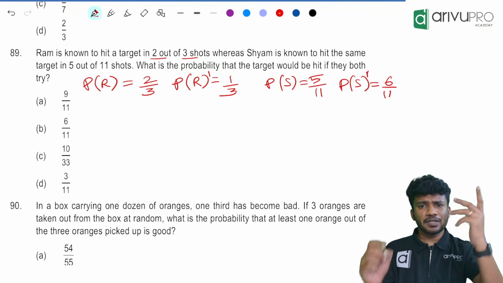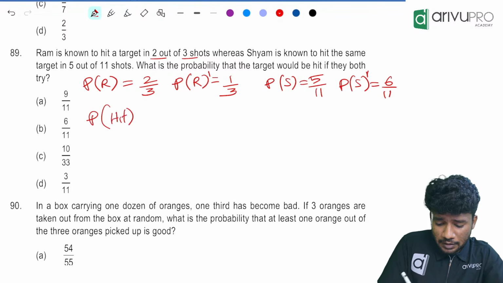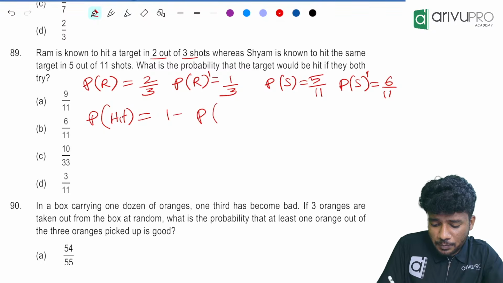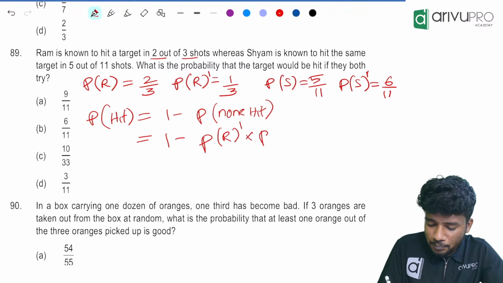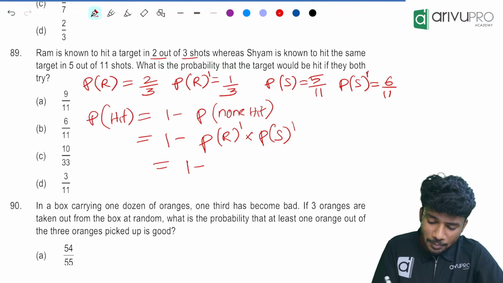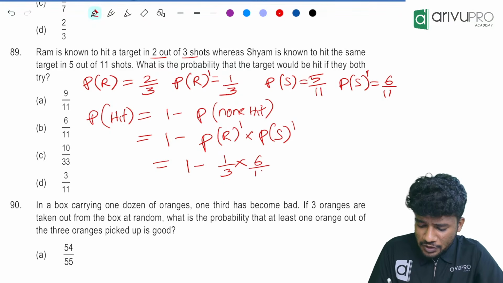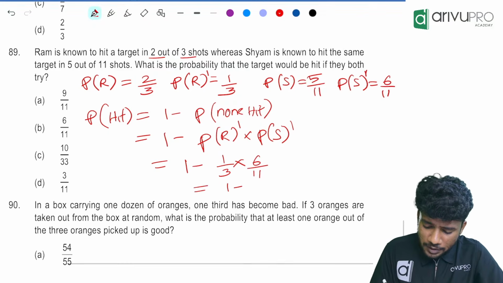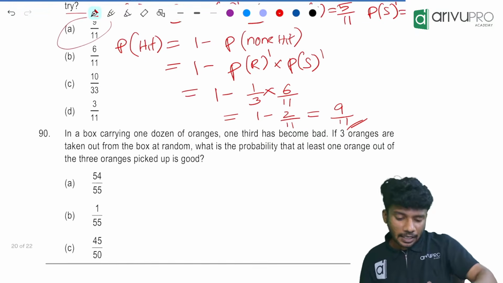Then what is the probability that the target would be hit if both of them try is the question. People, target would be hit can be written as P of hitting the target is nothing but 1 minus P of none of them hitting. Correct? That is nothing but 1 minus P of Ram not hitting into P of Sham not hitting. Yes, right answer, Abraham. 1 minus Ram not hitting is 1 by 3, Sham not hitting is 6 by 11. Looking at that, 1 minus 2 by 11 will remain. So answer is 9 divided by 11. Option E is the answer, taking the LCM.